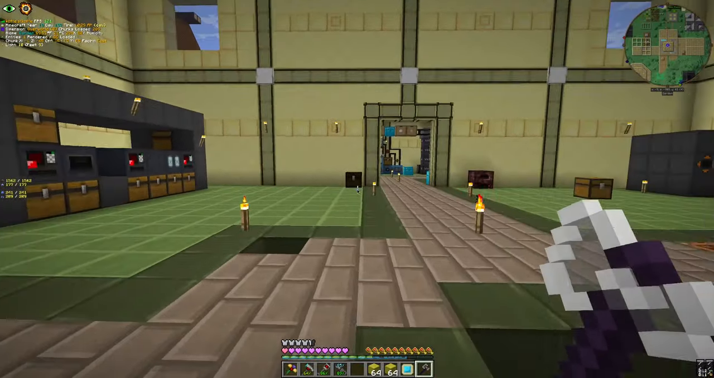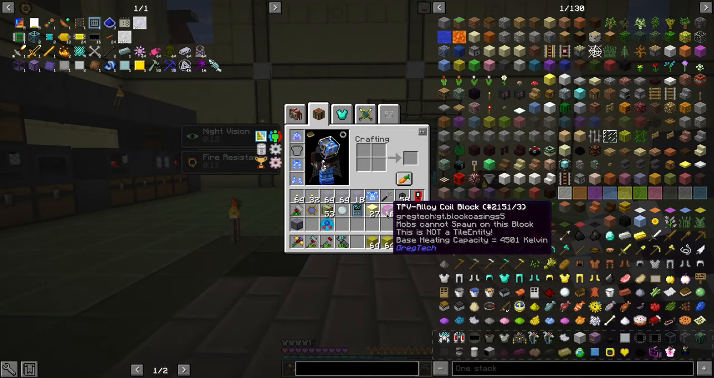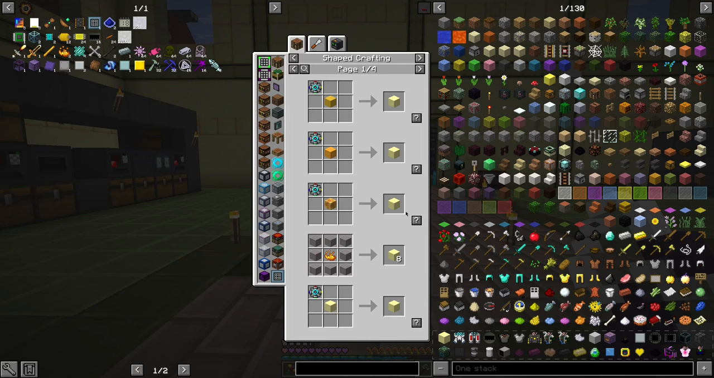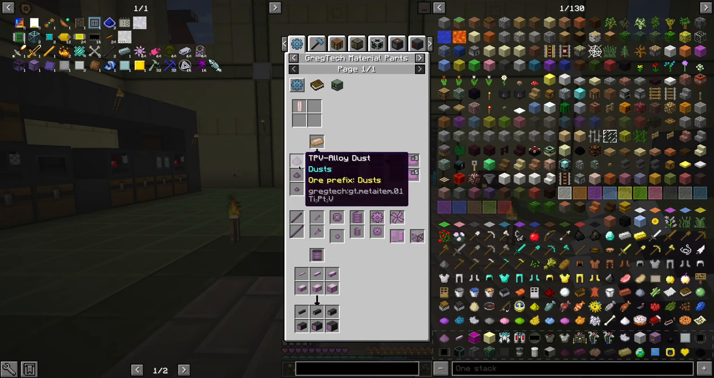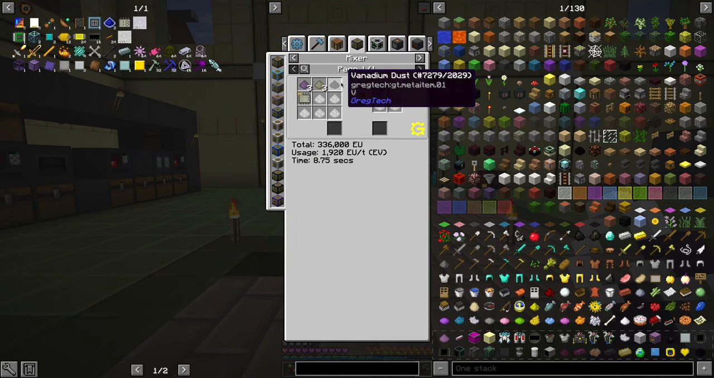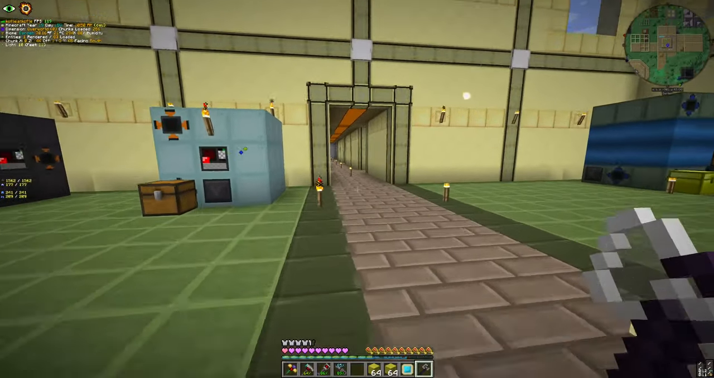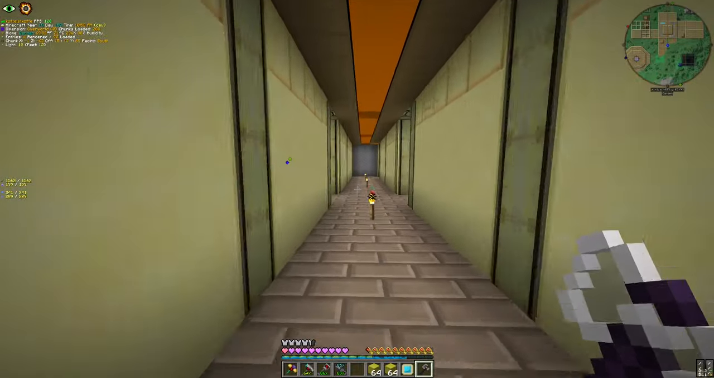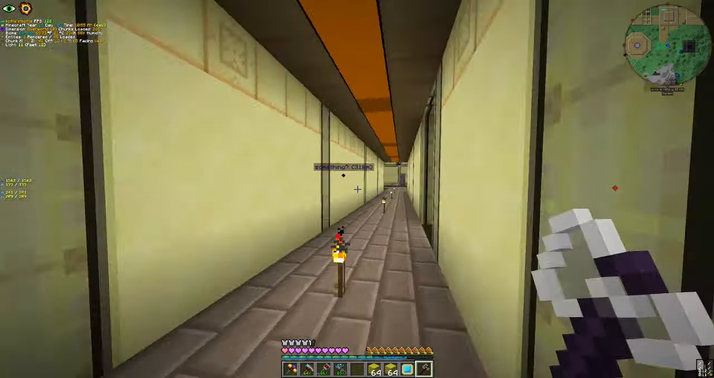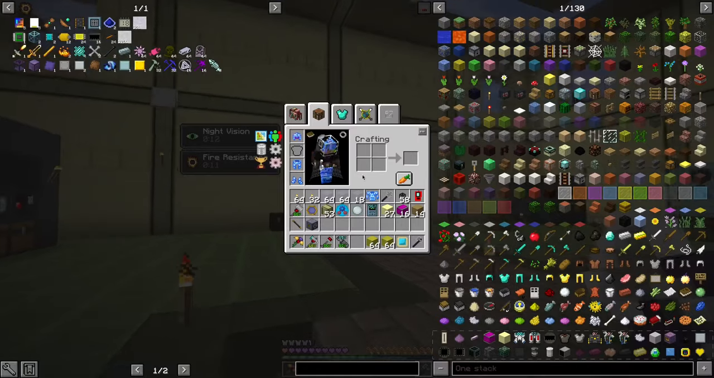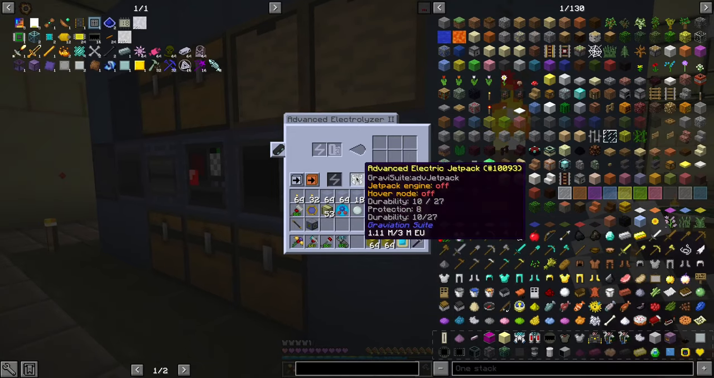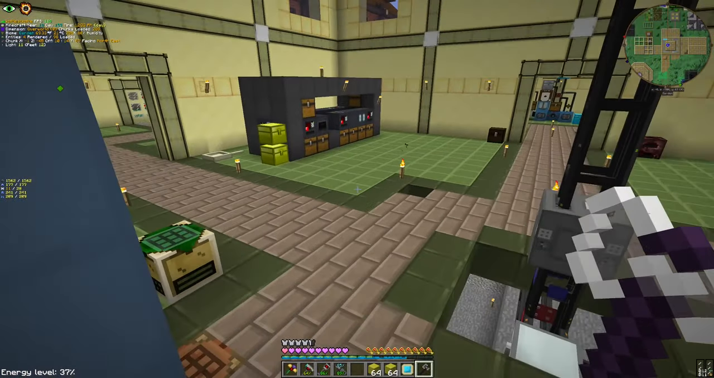Nice, that's nice. Also, one more thing, I have TPV alloy coils on my hand. They are done in here, with titanium dust, platinum dust, and vanadium dust with the EV mixer. By the way, where's the EV mixer? I'm actually tapping into the power from here. Anyway, let's look at our new jetpack. It should be enough for now.